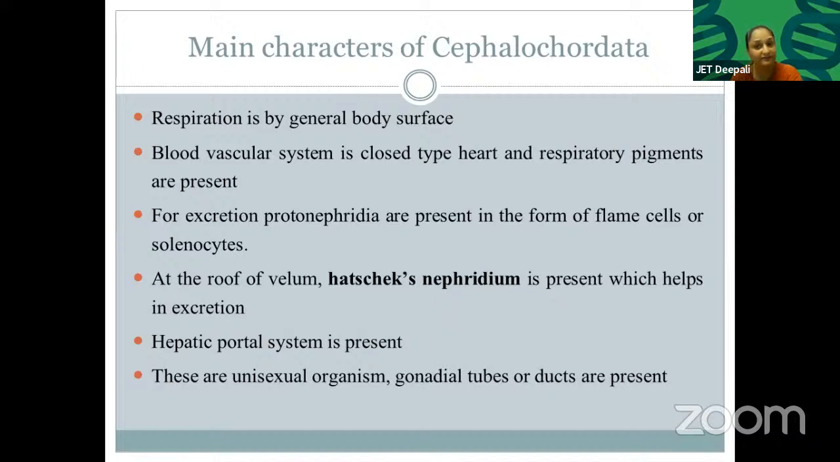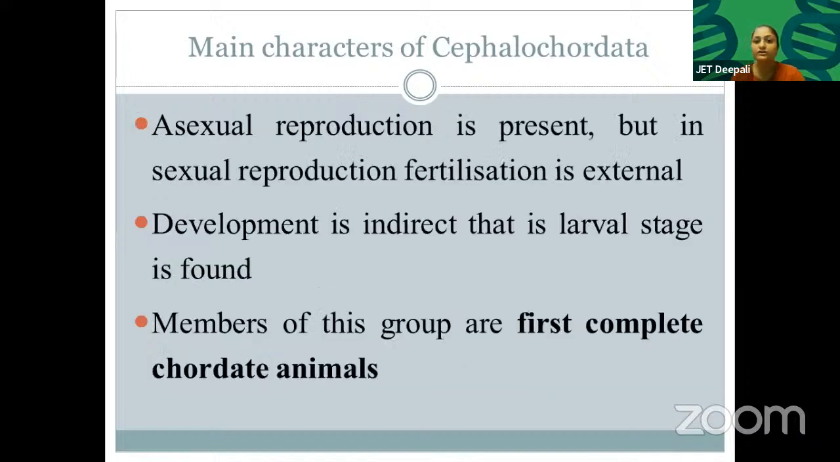You should remember we have studied this Hatschek's nephridium in cephalochordata. If an organism is asked, then write Amphioxus, which helps in excretion. Hepatic portal system is present. These are unisexual organisms, means they are having only one sex. Gonadial tubes or ducts are present. Asexual reproduction is present, but in sexual reproduction, fertilization is external. Development is indirect, that is, a larval stage is found.